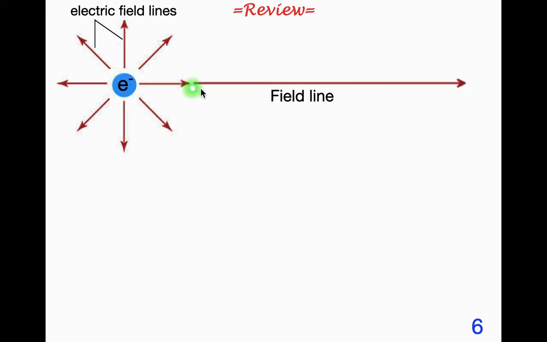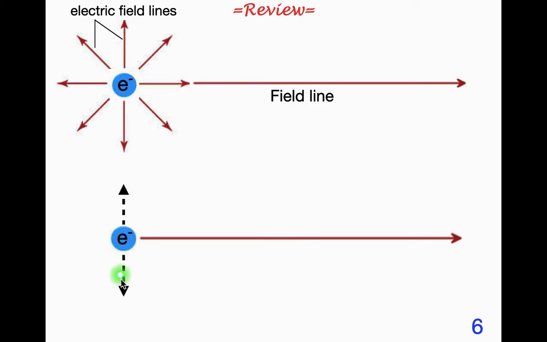Let's take a look at just one of those field lines. And let's bring it down here. So we just have the electron and one of those electric field lines. Well, what would happen if I was to take that electron and move it up and down, up and down? Well, as you might suspect, that electric field line would move along with it.